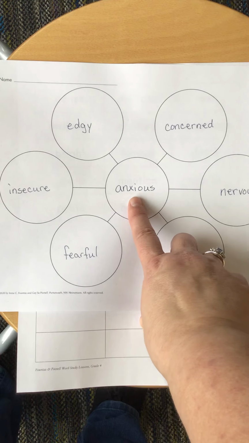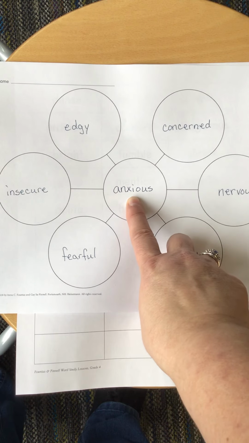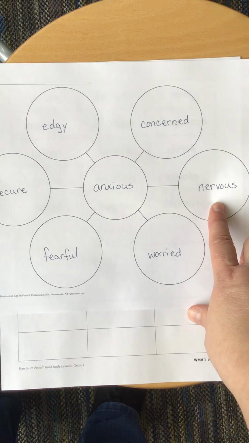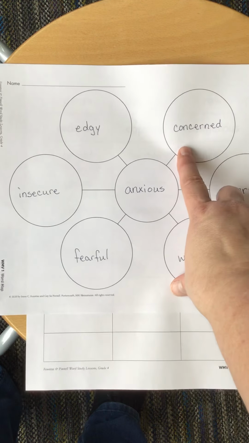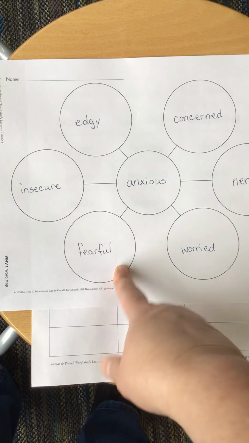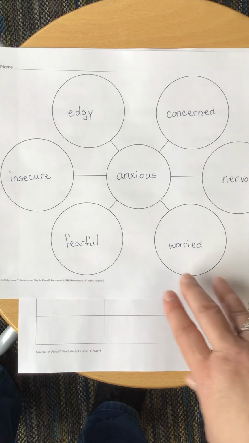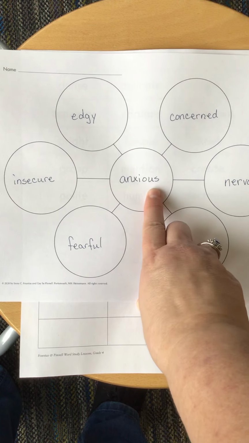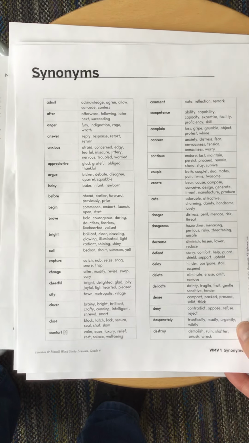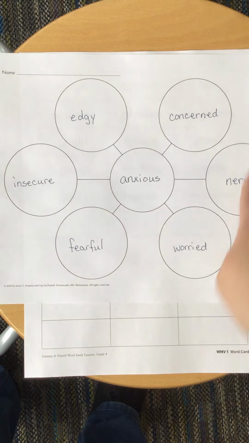You're going to put your main word in the center. I chose the word anxious. I think anxious is a good word, and it's fun to say. I could think of lots of synonyms. I found nervous, worried, concerned, edgy, insecure, fearful. I even thought of jittery, things like that. So you're going to choose 3 words. Put your word in the center, then use the synonym sheets or a thesaurus of your own to come up with synonyms to put around the outside.